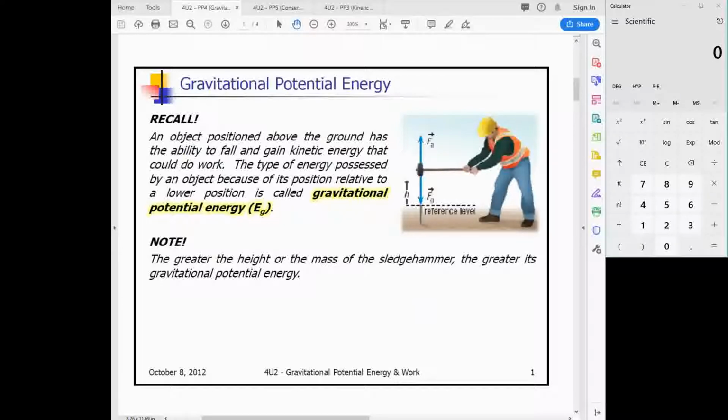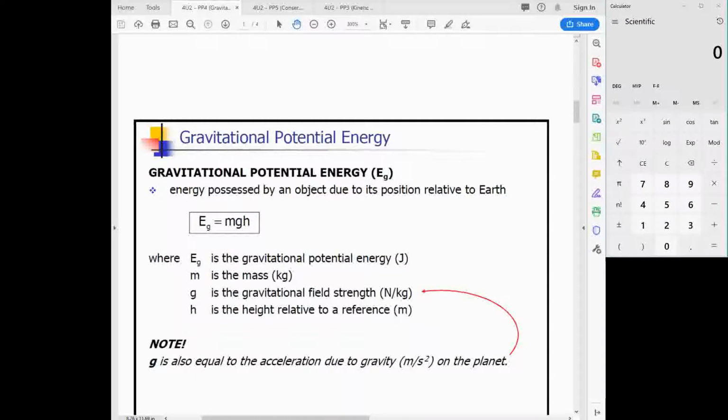Another option is if we have two objects that are raised to the same height, say two objects are raised 10 meters above the reference level, but one of them is a cannonball and the other is a ping pong ball. The cannonball, which has a greater mass, will have greater gravitational potential energy.